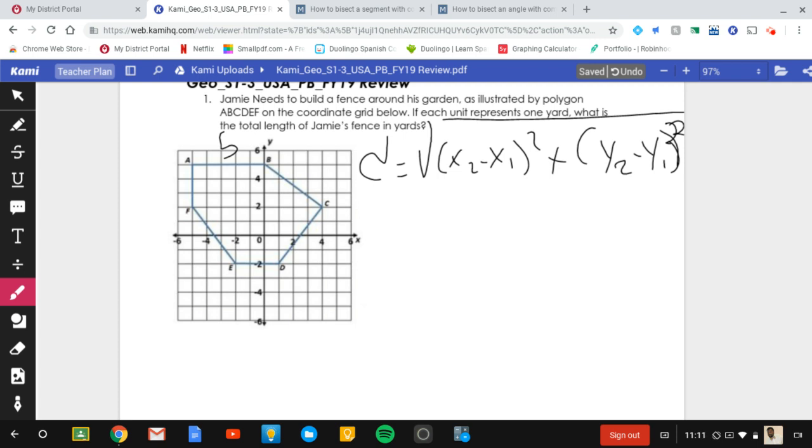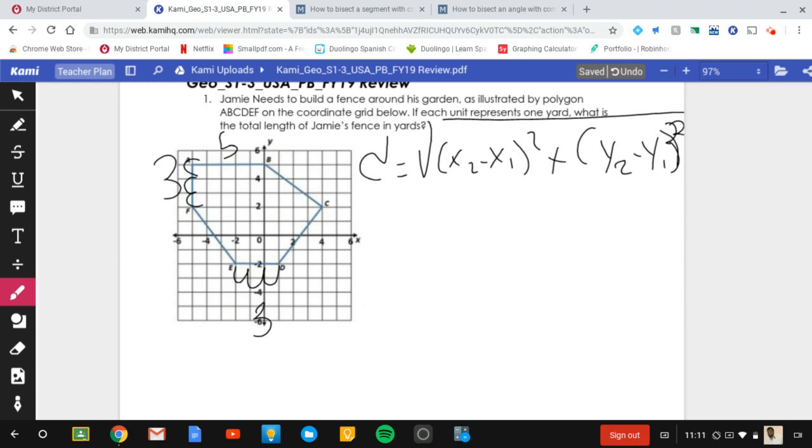Same thing with AF, right? AF, you can just count 1, 2, 3. So that would be 3. ED is the same thing. From E, we go 1, 2, 3. That's also 3. So the only places where we have to use the distance formula are between C and D, B and C, and E and F.